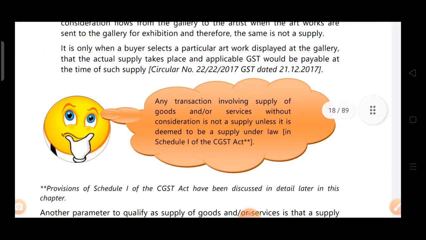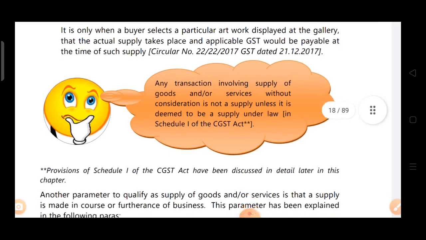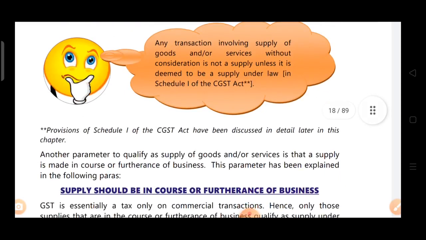Clear? Any transaction involving supply of goods and or services without consideration is not a supply unless it is deemed to be supply under law. So if in any transaction there is no consideration, then that is not supply. The exception is the deemed supply case. Deemed supply case means Schedule 1 activities. The provisions of Schedule 1 of the CGST Act are discussed in detail later in this chapter.